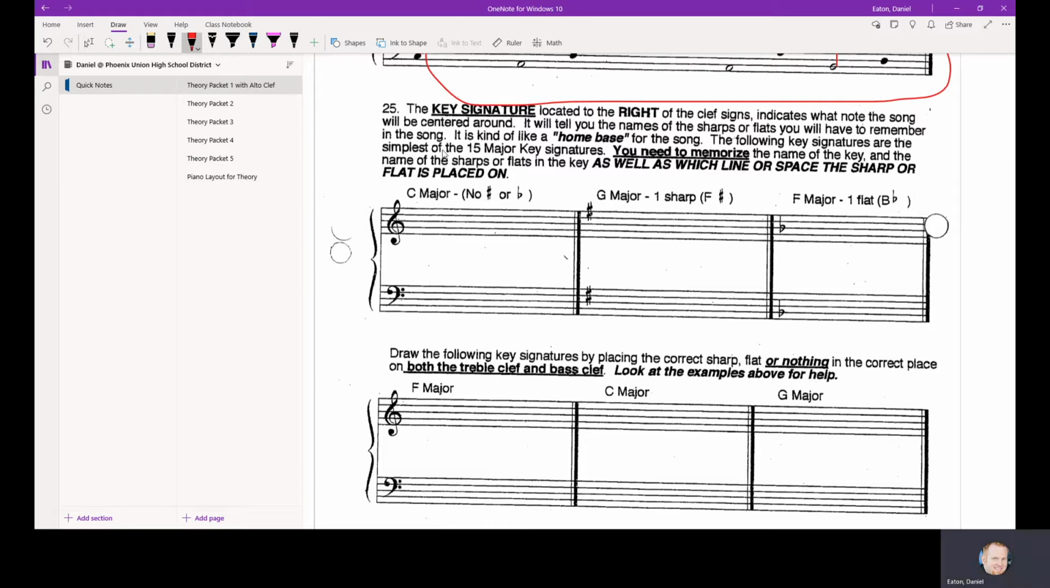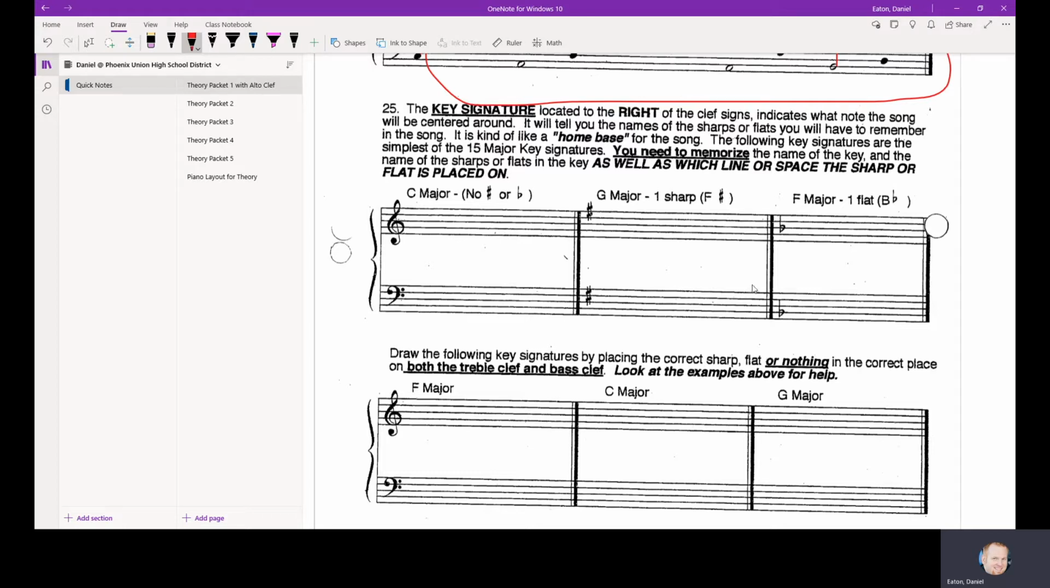The following key signatures are the simplest of the 15 major key signatures. You need to memorize the name of the key and the name of the sharps or flats in the key, as well as which line or space the sharp or flat is placed upon. Okay? All we're talking about for this level of theory is three key signatures total. Obviously, many of you know more than this, with multiple flats, multiple sharps, but these are the simplest. It's no sharps or flats, one sharp, or one flat.